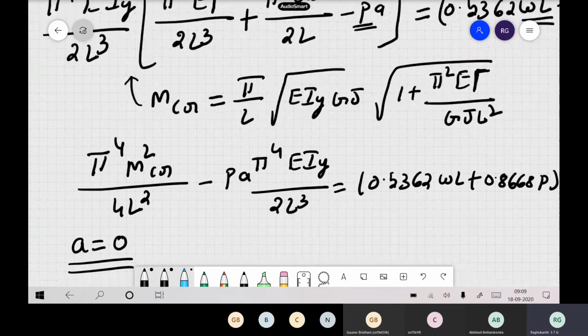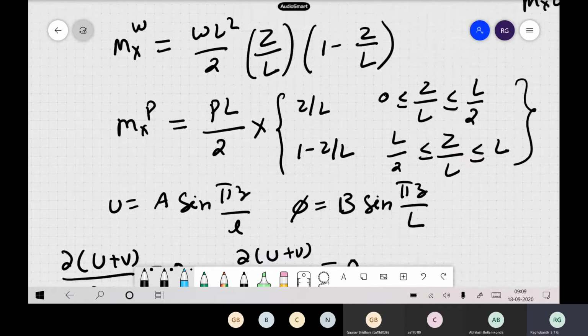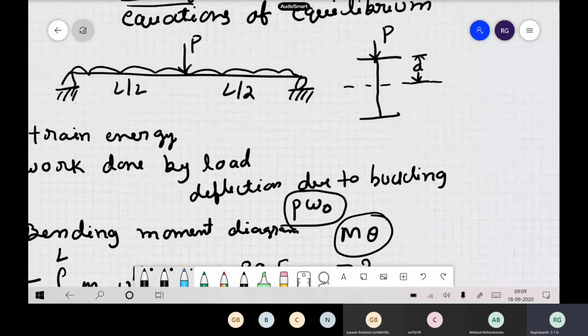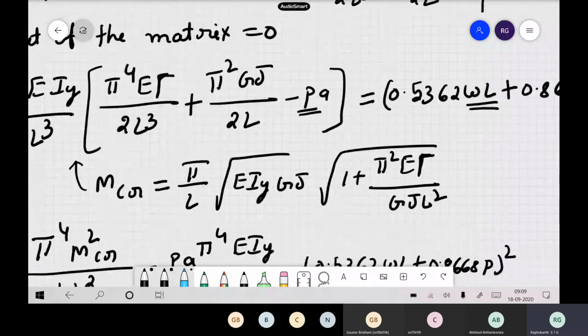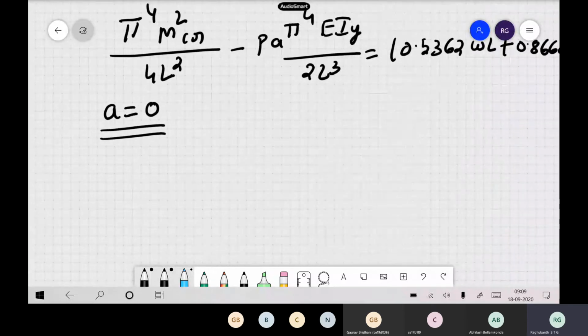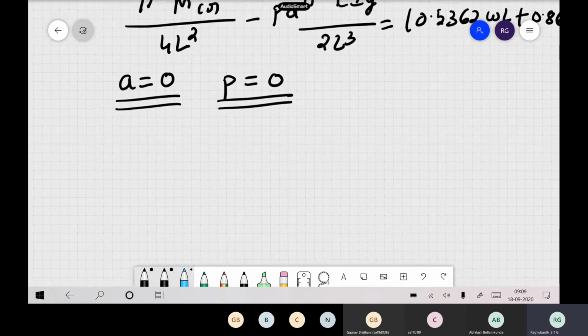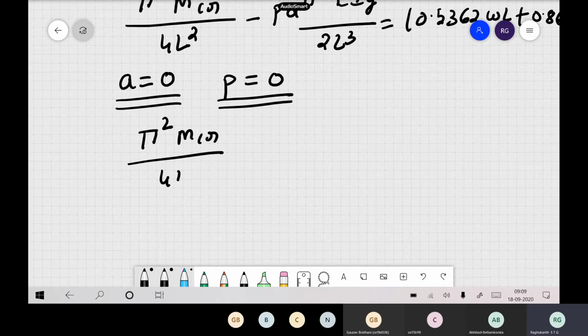What is a here? In this case, a comes from the load quantity. The load is at the centroid actually, so you can derive. When the load is at the centroid, a is equal to 0, then P is also 0. Then what does it mean? You have only the uniformly distributed load itself. So then the equation will become very simple: pi squared Mcr by 4L squared. This term vanishes, and on the right hand side, 0.5362 times wL will come.